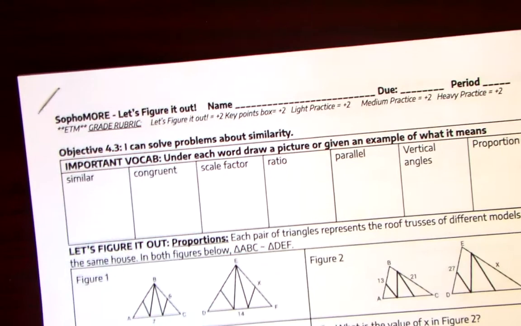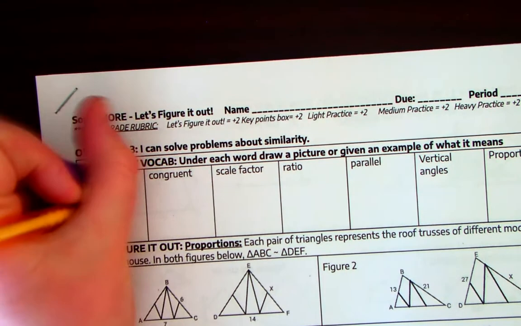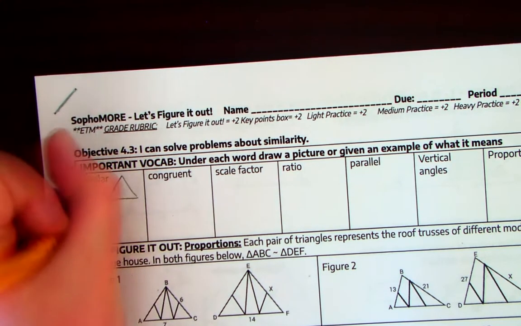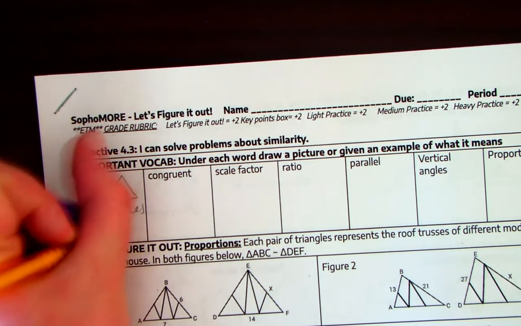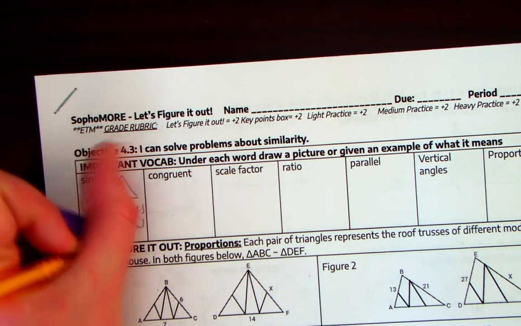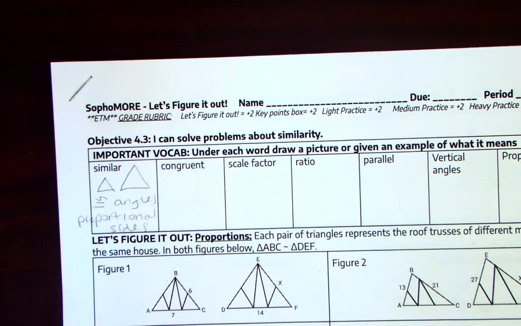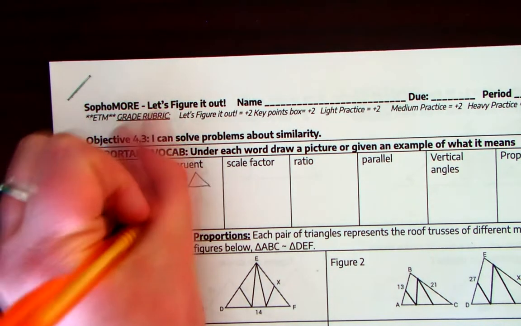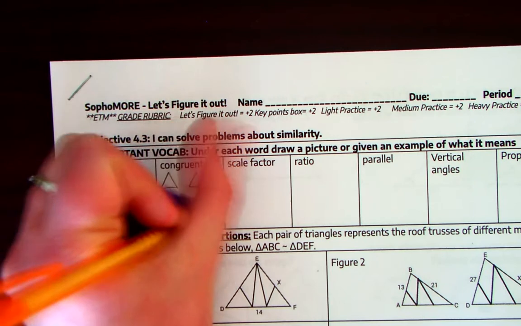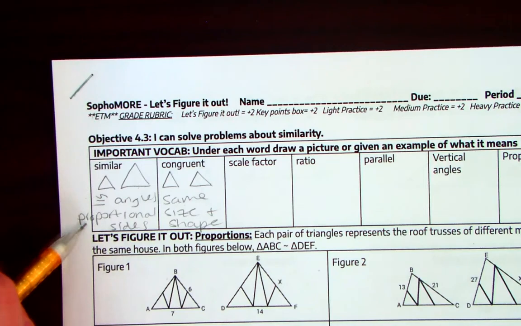First, start with vocab as always. So similar is two shapes, which are two triangles, right? They've got congruent angles and proportional sides. Congruent is different. That's when we've got two triangles that are the exact same size. So notice similar is the same shape, different size, ends up with congruent angles and proportional sides.